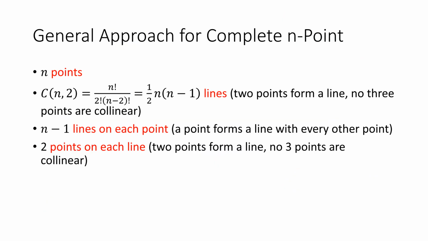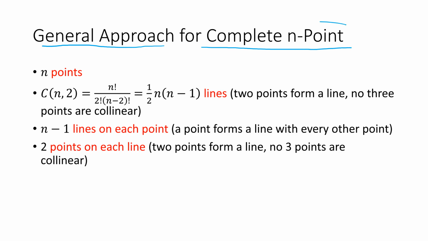As we've seen in the previous examples, it is relatively easy to write the plane configuration when we have only a few points or a few lines. But that is not the case when we have, say, 50 points or 70 lines. That is why we have this general approach for the plane configuration of a complete endpoint.